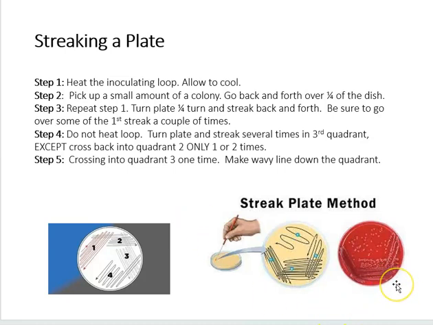So this is obviously your first streak. It is loaded down with bacteria. This is quadrant 2, quadrant 3, and your little wiggly line. And you can see as you start to spread this stuff out across the plate, you start to get individual little colonies by the time you get to the fourth quadrant. And you can work with this. This is one colony that you can work with to determine your organism and your sensitivity.